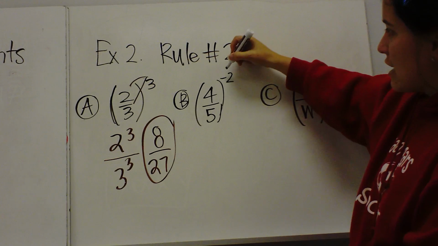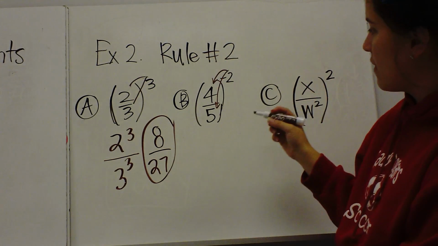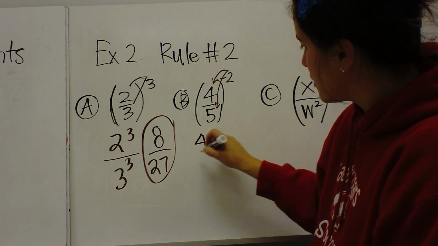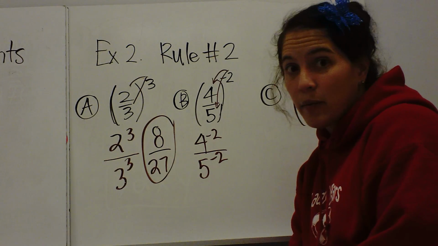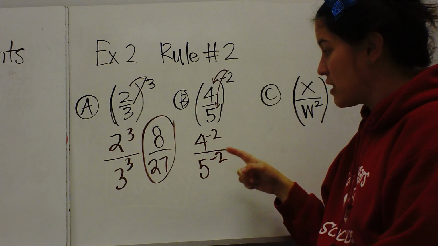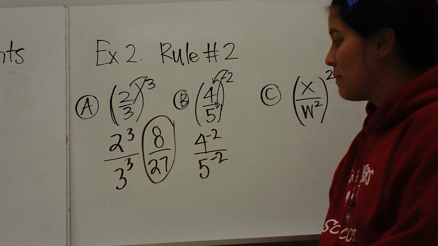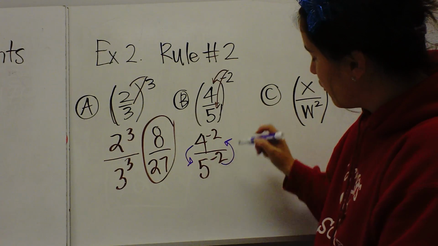Let's do another one. 4/5 raised to the -2nd power. So make sure you pay attention to that negative. It's going to go to the top and the bottom. So we have 4 to the -2 over 5 to the -2. Well, you remember we can't have a negative. So if the negative's on the top, we're going to move it to the bottom. And if the negative's on the bottom, we're going to move it to the top. So it's like we're going to flip-flop these.